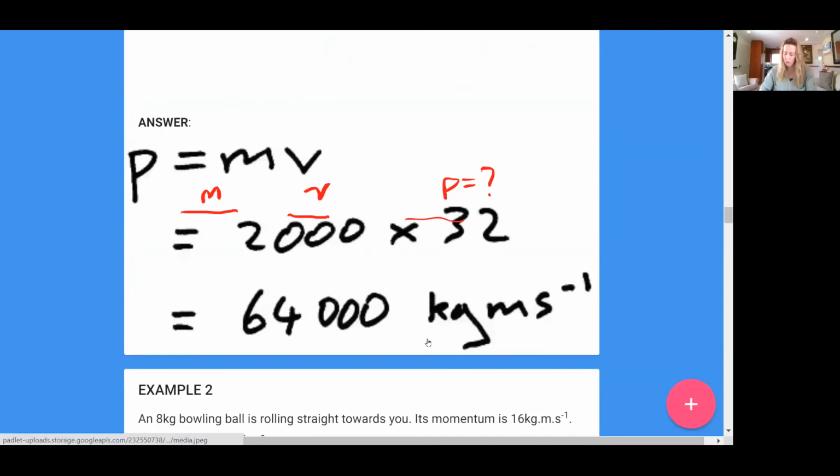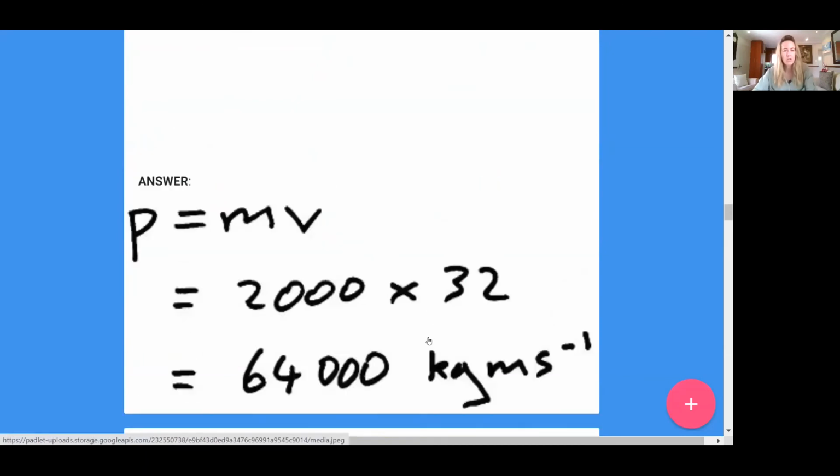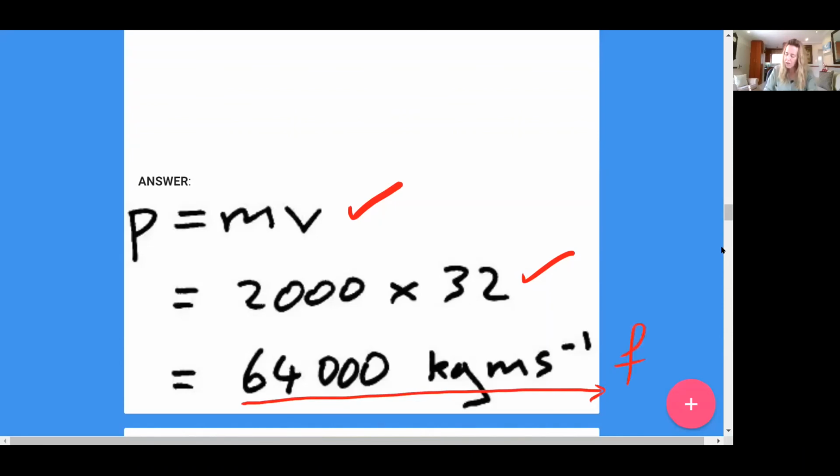So this is what you should have gotten. Momentum is mass times velocity. That's your first mark. Substituting the mass and the velocity in as kilogram and meter per second given to you will give you another mark. And the answer with the correct unit, 64,000 kilogram meter per second, in the original direction, let's call this forward, will give you all of your marks.